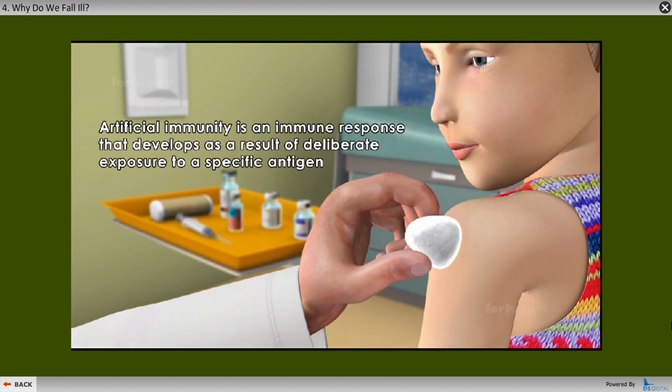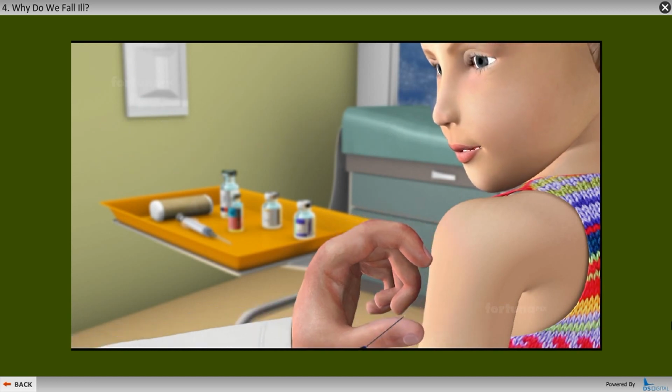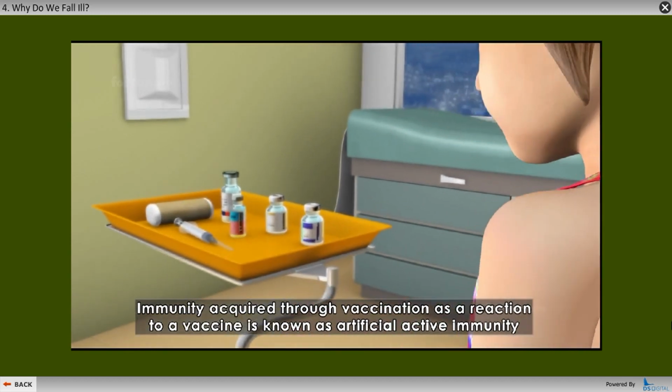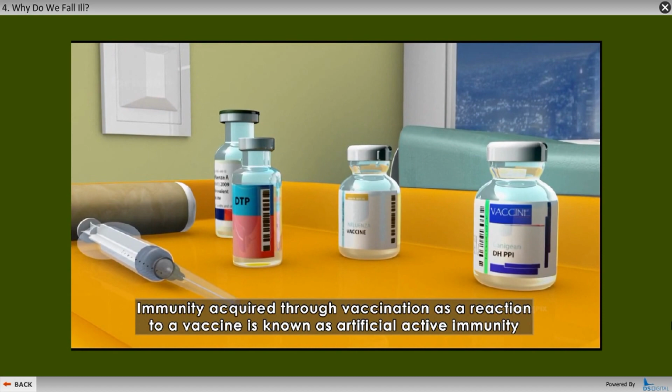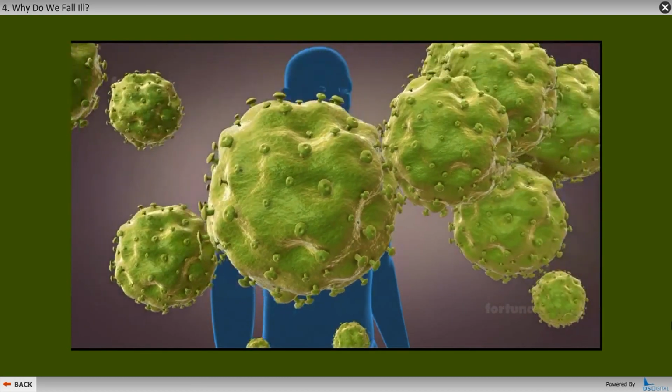Artificial immunity is an immune response that develops as a result of deliberate exposure to a specific antigen. The immunity acquired through vaccination as a reaction to a vaccine is known as artificial active immunity. Let's look at how a vaccine functions.